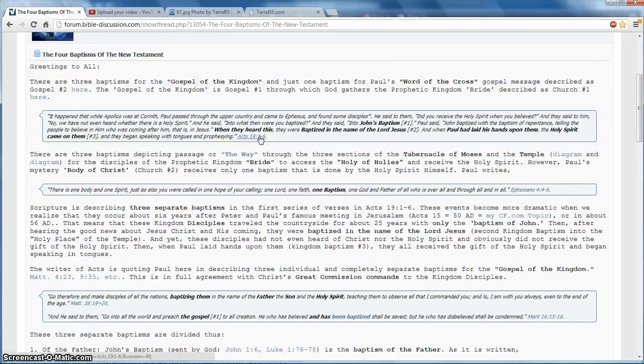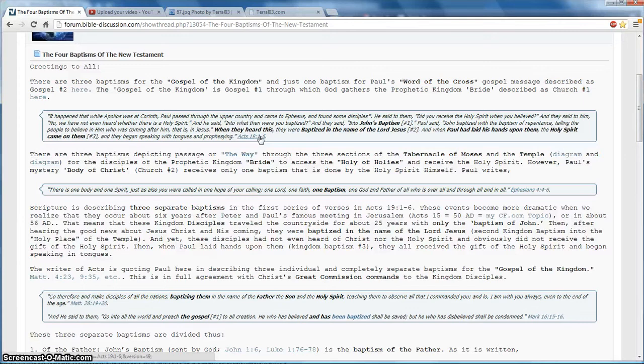Now, Scripture is describing three separate baptisms in the first series of verses in Acts 19:1-6. These events become more dramatic when we realize that they occur about 6 years after Peter and Paul's famous meeting in Jerusalem, or in about 56 AD. That means that these kingdom disciples traveled the countryside for about 25 years, with only knowing the baptism of John. But they're still called disciples. You see, that's how the passage began.